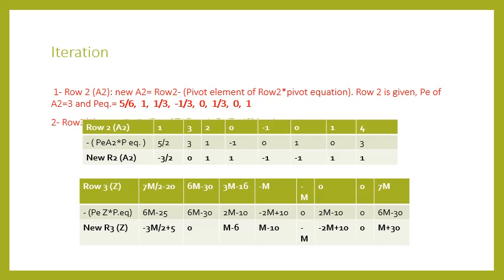Okay. To check these changes, we are going to design two tables, one for A2 and the other for Z. So now how to find the new R2 or the new A2?